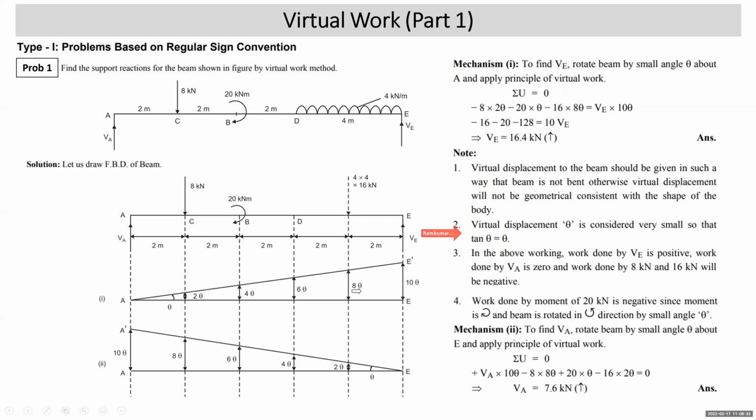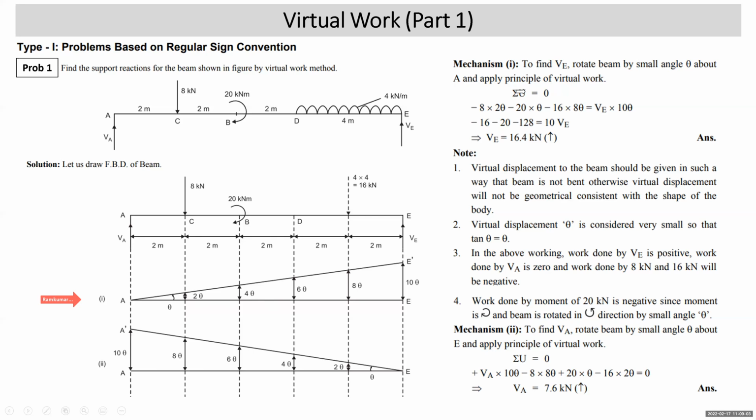Now we will apply the principle of virtual work in the problem. I'll write it as mechanism 1. Number 1 I have written, that means the first part we are defining as mechanism. Mechanism means we have displaced the body. A displaced body is called a mechanism. Now you can see that VA will not do any work. To find V, rotate the beam by small angle theta about A and apply the principle of virtual work.